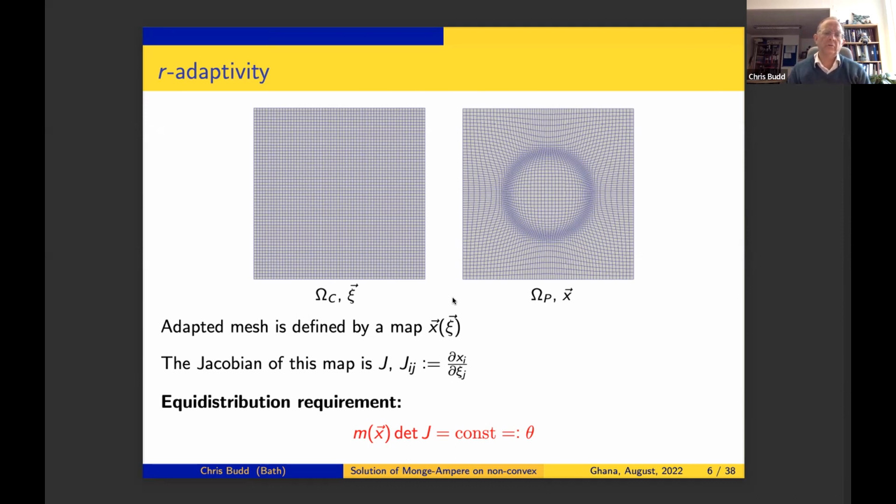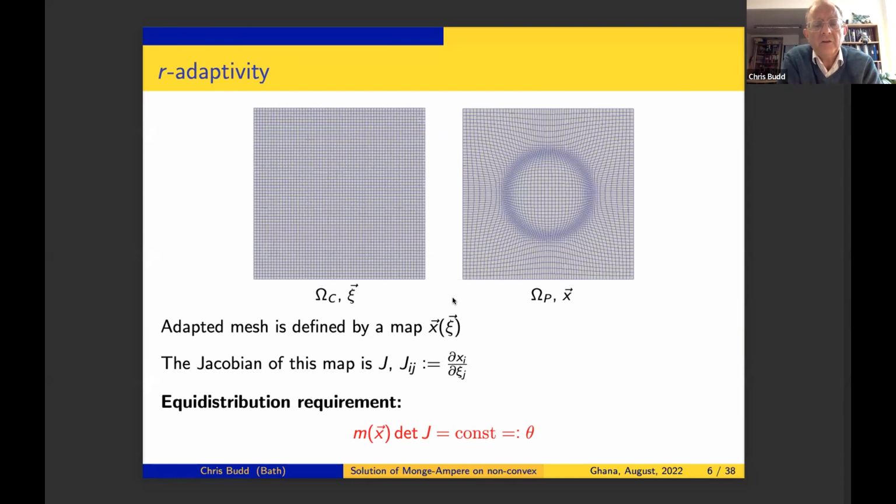It's a fully nonlinear equation, so that m times det j is constant. And that's our equidistribution requirement. Anyone that's interested in measure theory will recognize this m here as playing the role of a measure in the physical domain. Okay, so that's how we're going to set up our mesh.